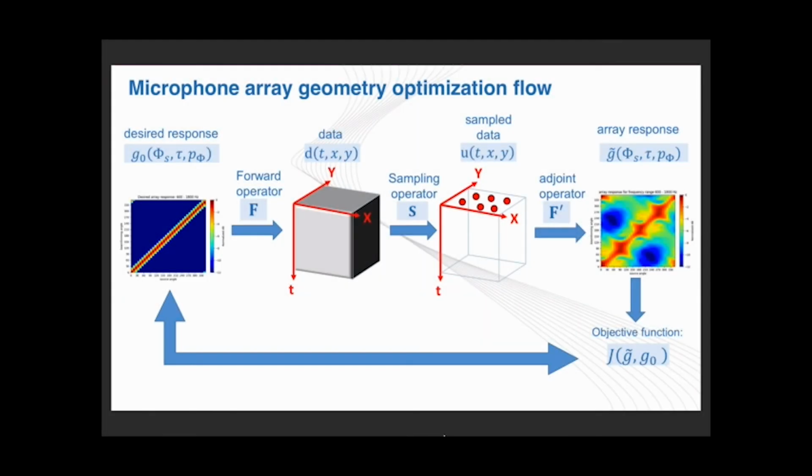Here is the optimization workflow. Again, we start from the desired array response, apply the forward tau.p operator to get the data domain, sample the data domain with a specific array geometry, and then apply the adjoint tau.p operator to get our estimated model given the current array geometry. The objective function compares the current response and the desired response.